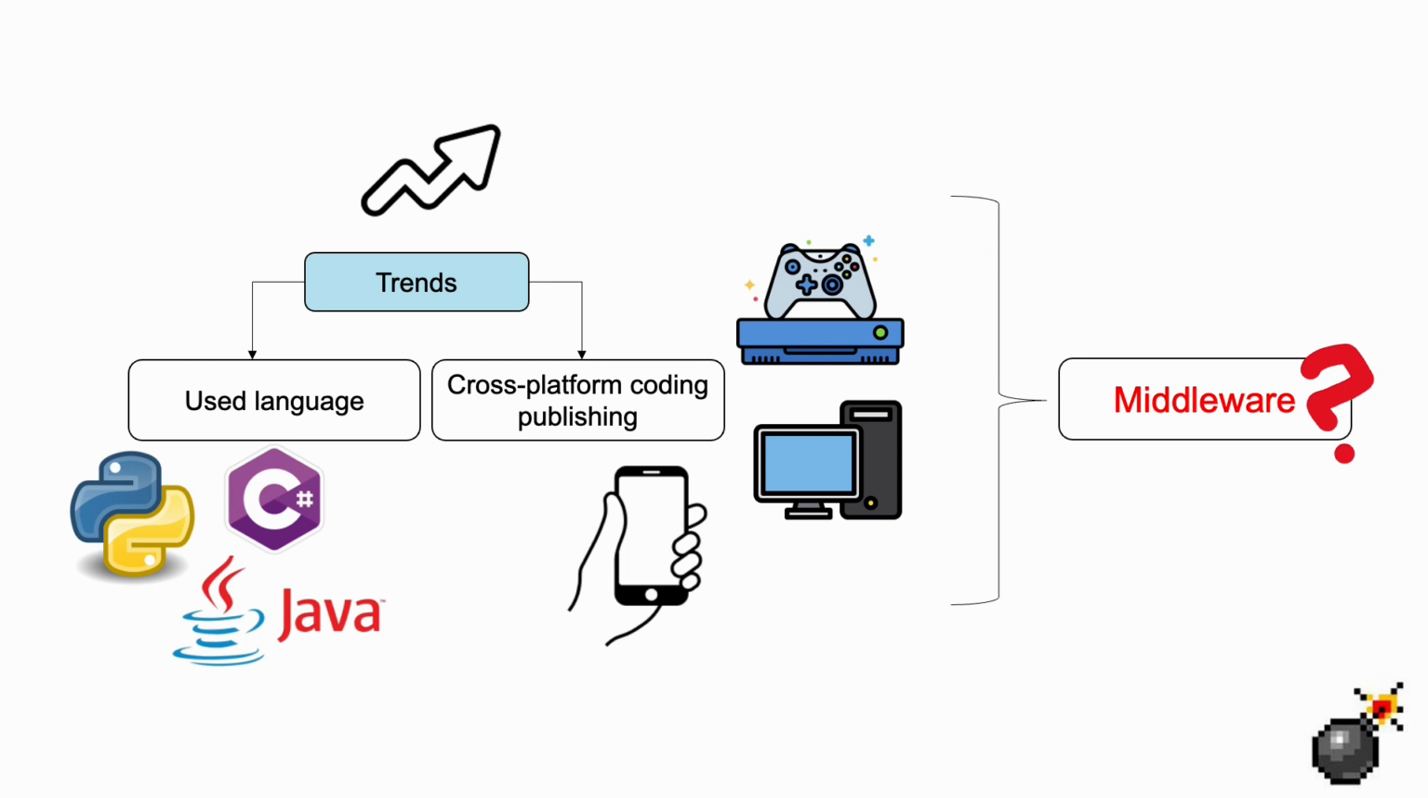These two trends can lead us to a new concept called middleware. The middleware are nothing more than third-party libraries which can improve the productivity which is generated by the programming languages we have already discussed.